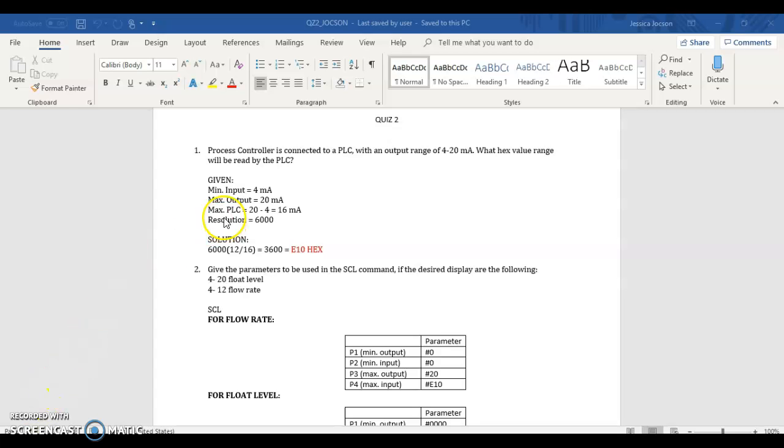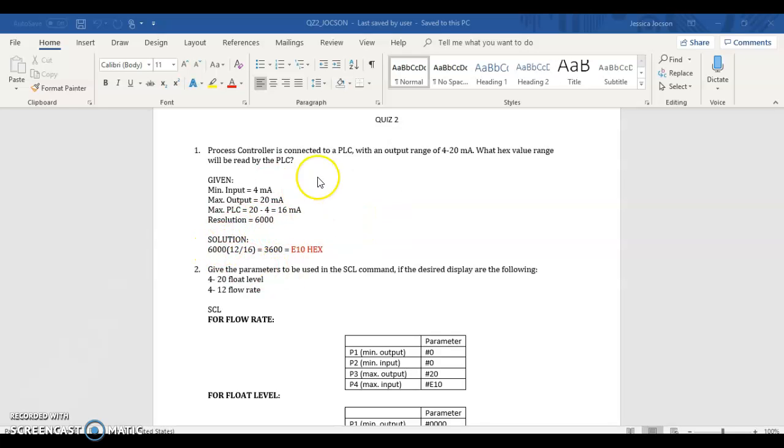So our minimum input is 4 milliamperes. Our maximum output is 20 milliamperes. The maximum PLC value is 20 minus 4, which is equal to 16 milliamperes, and our resolution is 6000.